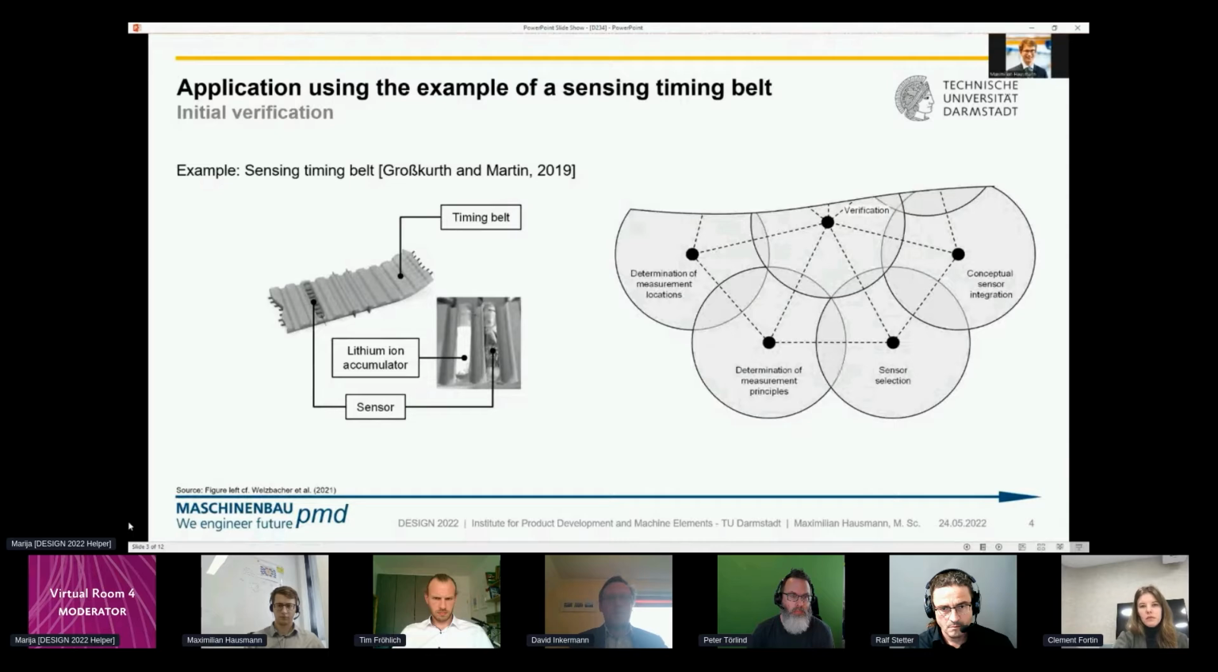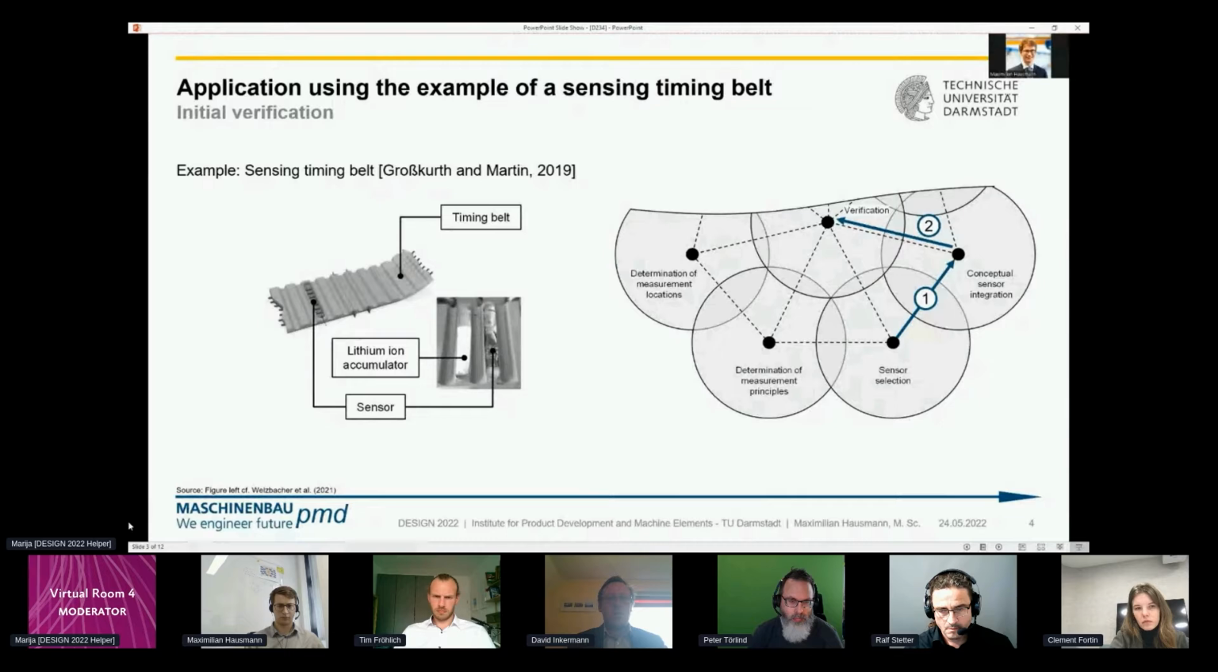We will now look at a section of the development process in which a selected sensor node is physically integrated into the timing belt. This is shown in step 1 in the figure on the right. The result of the conceptual integration is the hollowing out of a tooth and the gluing in of a sensor node. In the next step, the functional fulfillment of the integrated sensor is verified as part of a prototype test. This test revealed that the sensor node is damaged due to the high bending load experienced by the timing belt.